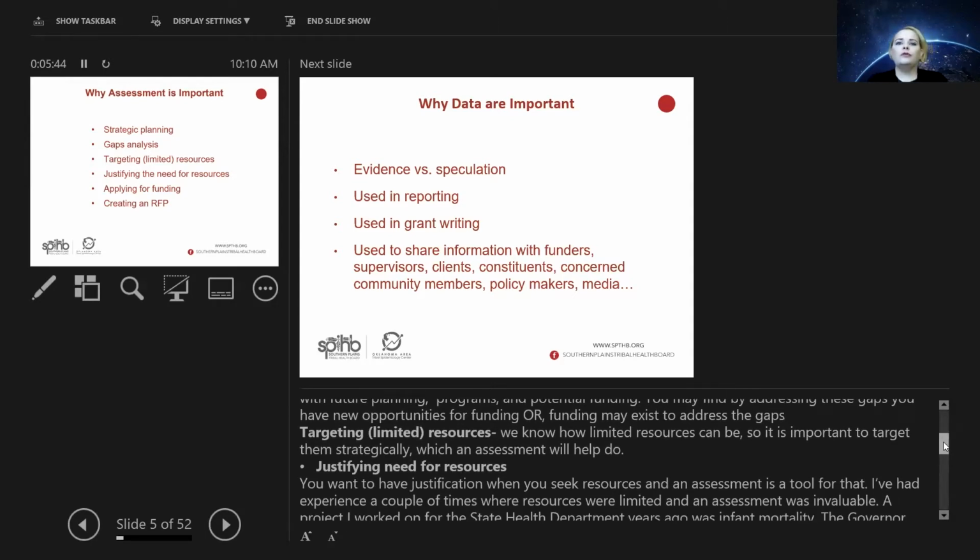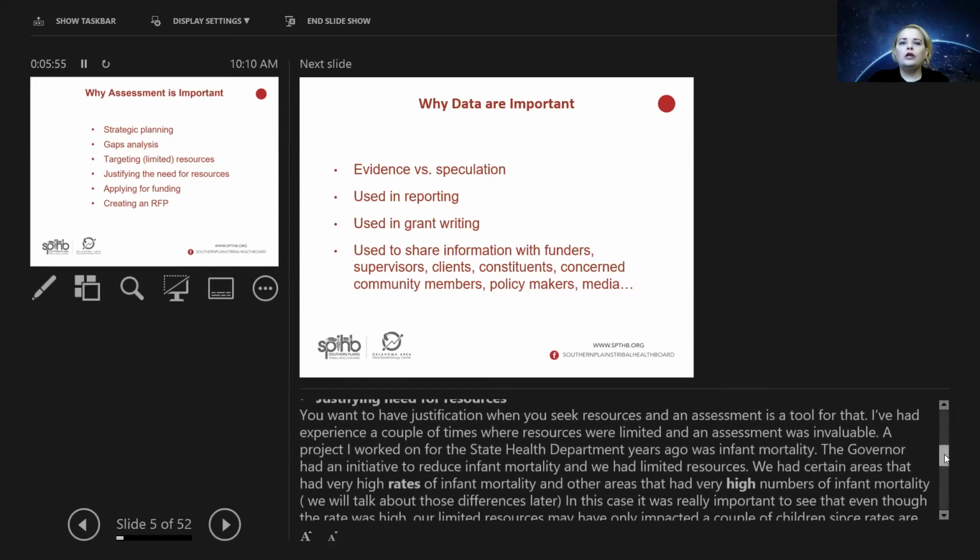Targeting limited resources. We know how limited resources can be, so it's important to target them strategically, which an assessment can help do. And also justifying need for resources. You want to have justification when you seek resources, and an assessment is a tool for that.